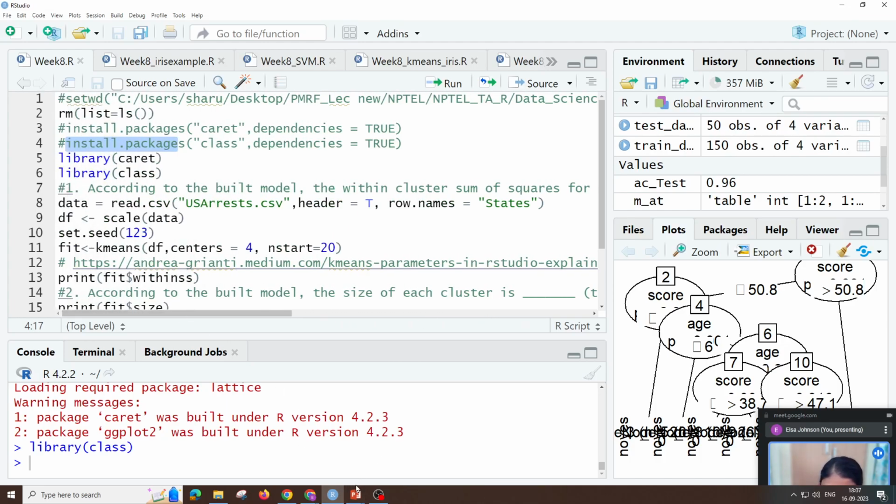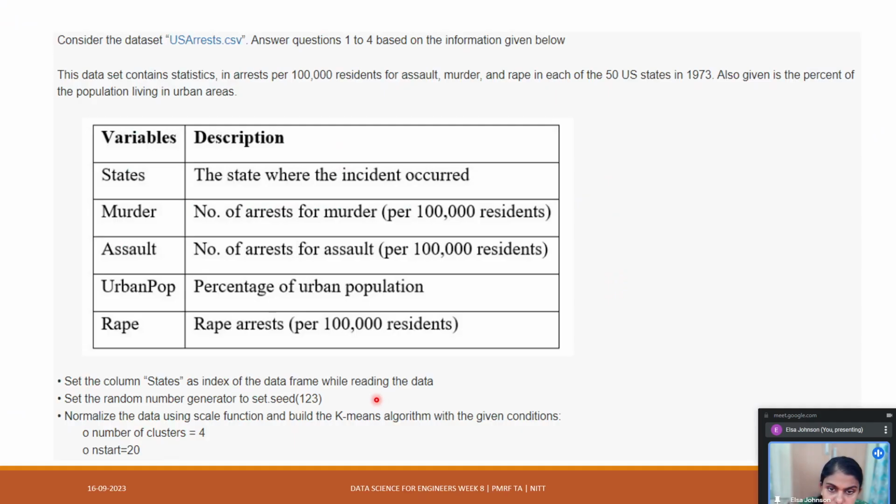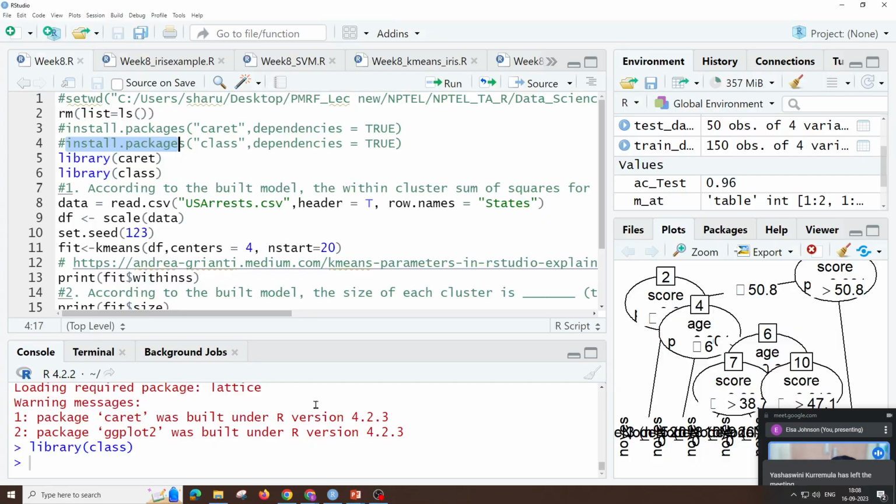In our question, what was asked is that first we have to set the column states as index of the data frame while reading the data, and later we have to set the random number generator to set.seed 123. So first we'll do that. Data equal to read.csv usrs.csv. Header equal to true we are giving, because the header is already present in the data, and then we want to make the state's name as the index.